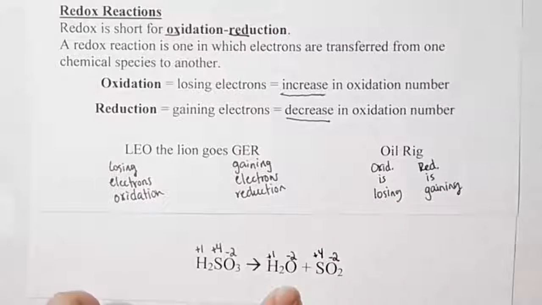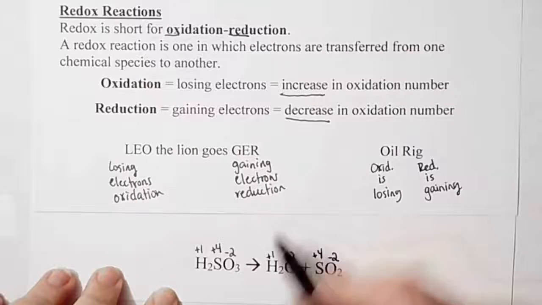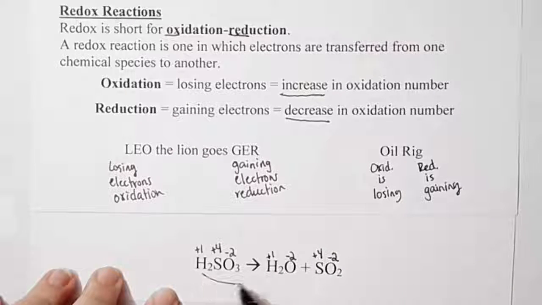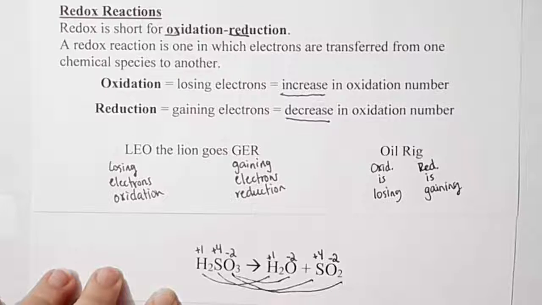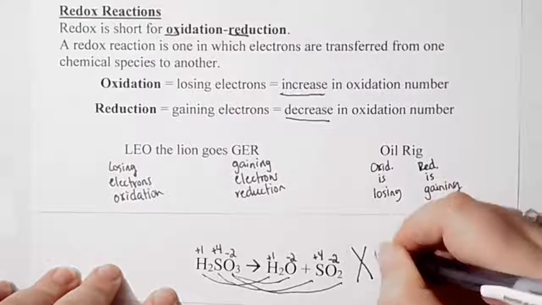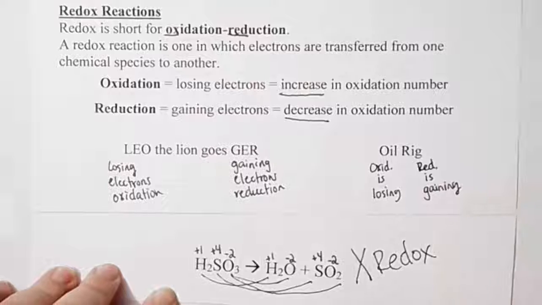Okay. Now, notice, are there any changes to any of these elements' oxidation numbers? Hydrogen to hydrogen is still 1. Sulfur to sulfur is still 4. Oxygen to either of these oxygens is still minus 2. So this is not a redox reaction.